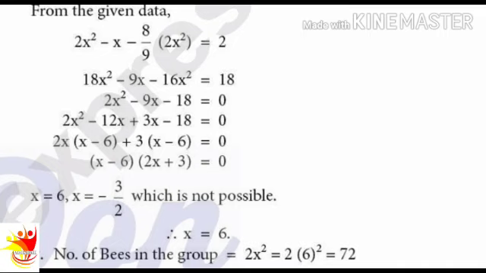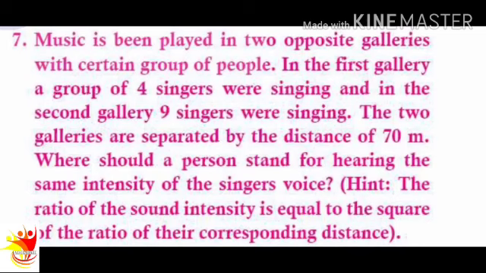Minus 3 by 2 is not possible. We get x equal to 6. So the total number of bees equals 2 into x square, therefore 72. Next, 7th question.